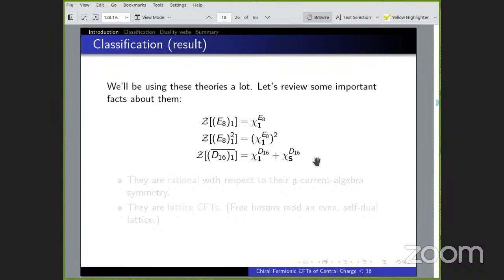I see. So is it a linear combination of theta functions, or is the expression easy to write down in terms of theta functions? It's super easy. It's a linear combination of powers of theta functions, with the same power of each theta function.